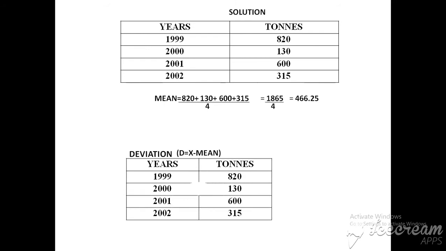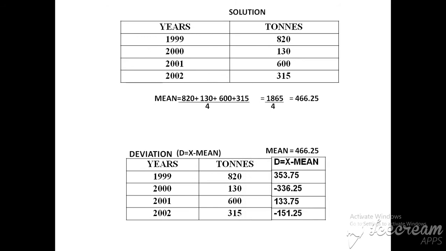So now after drawing our table, we can use this table. We have years and tonnage. Those tonnages, they are the x. We have 820, 130, 600 and 315. Then we have our mean there. In order to calculate for deviation, we have to use the mean. So that is the deviation there. After subtracting 820 minus 466.25, you get 353.75. Then the next one is negative, positive, and the last one is negative. So those are the deviations.